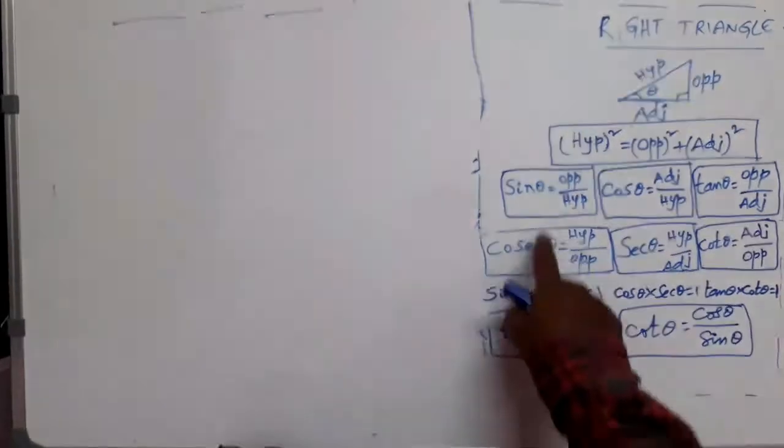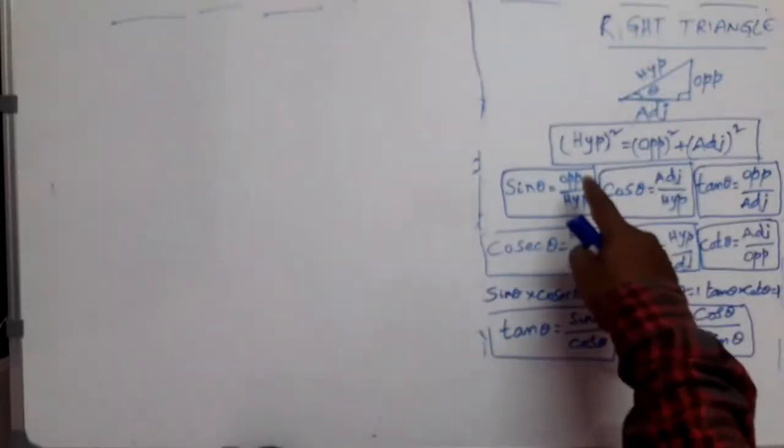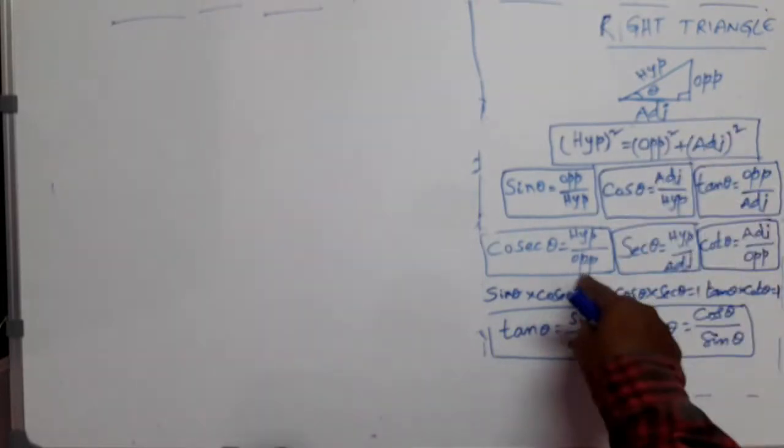Opposite by hypotenuse, we call that sine theta. Hypotenuse by opposite, we call that cosecant theta. Clearly these two are reciprocal of each other. So if you multiply these two, what do you get? Opposite by hypotenuse into hypotenuse by opposite side, these cancel, so the product will be 1. That's what I have written here.